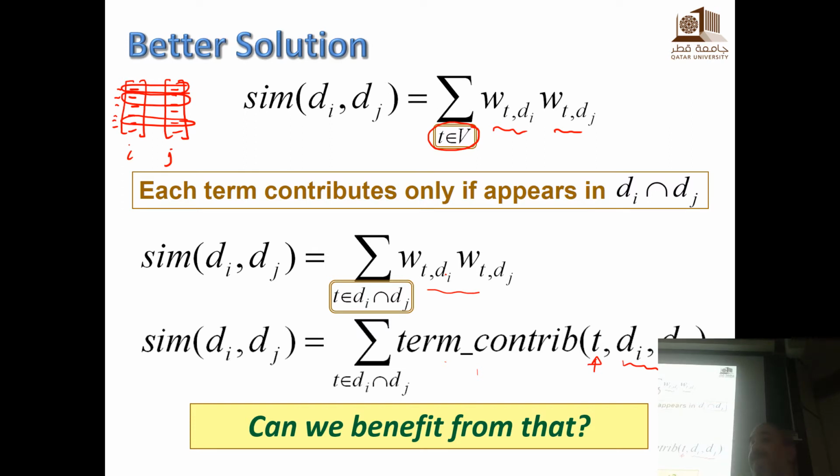So can we benefit from the fact that only terms that appear in both documents will contribute to the similarity of this pair? Is there a way to know? Let me give you a hint. Is there a way to know, for a given term, which pairs of documents this term will contribute to their similarity?